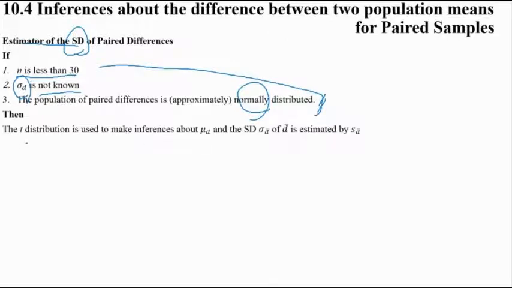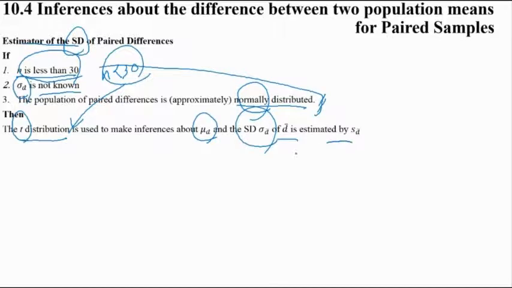Then we use the t distribution. Do you know why less than 30? Less than 30, we always use t. And sigma unknown means we use the sample. So we use the t distribution to make inference about mu D, with standard deviation S D, because we don't know sigma. So we use the formula S D divided by the square root of n.